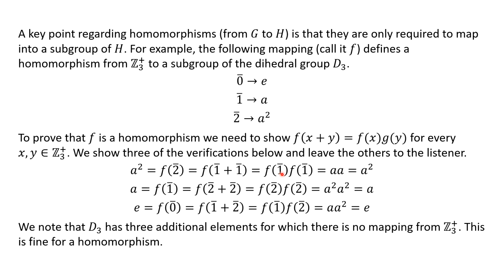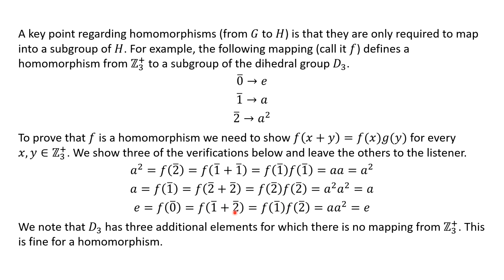And then f of 1 times f of 1 is a times a from here. Then that's a squared. So this equality holds. F of 2 plus 2 is f of 4, but 4 mod 3 is 1, and f of 1 is a. And then going in this direction, we have f of 2 times f of 2, a squared times a squared. That equals a to the 4th, which is a in the dihedral group for n equals 3.